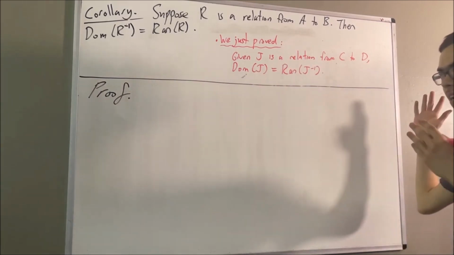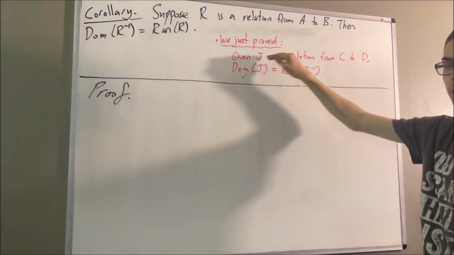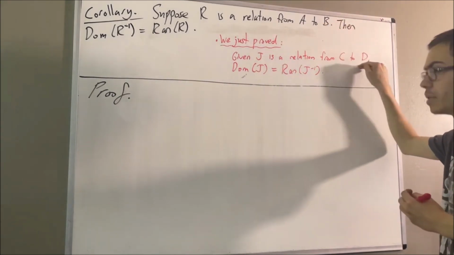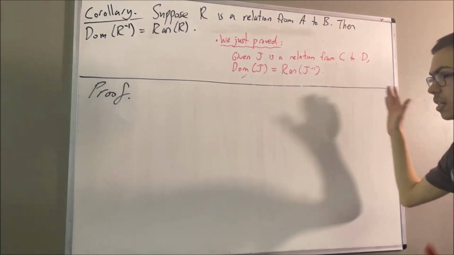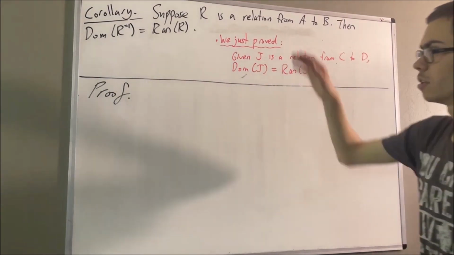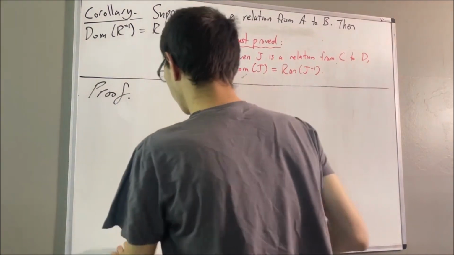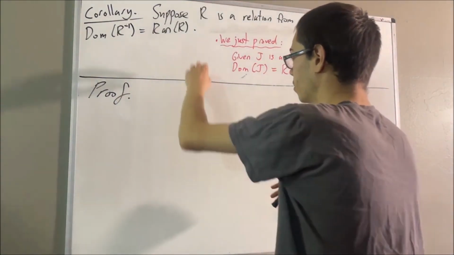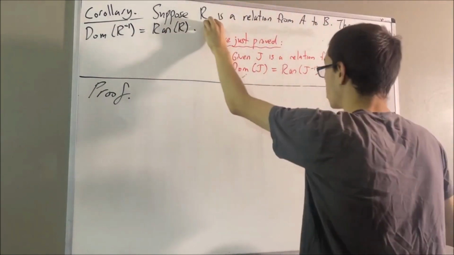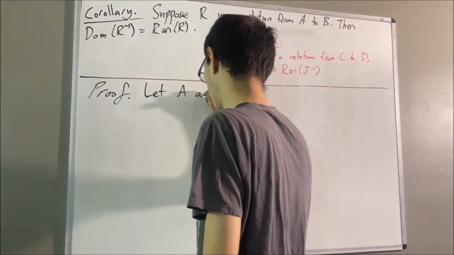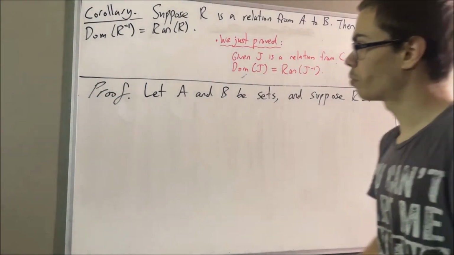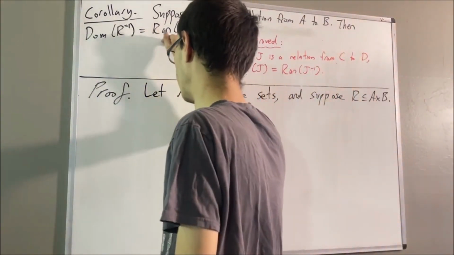I hope you can see that it doesn't matter what I call these three sets, because in the previous statement that we proved, A and B were arbitrary sets. R was an arbitrary subset of A times B. So now, let's prove this corollary. And to prove it, well, let's suppose that A and B are two sets, and R is a subset of A times B. From here, we want to prove that the domain of R inverse is equal to the range of R.